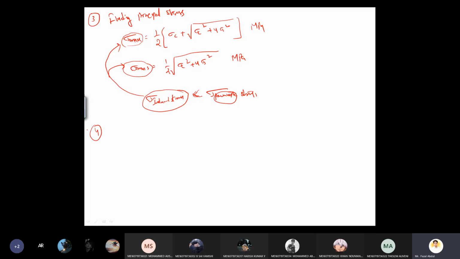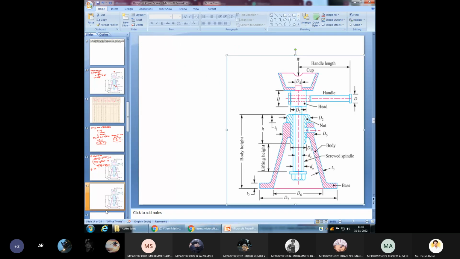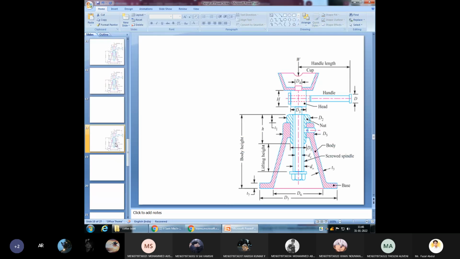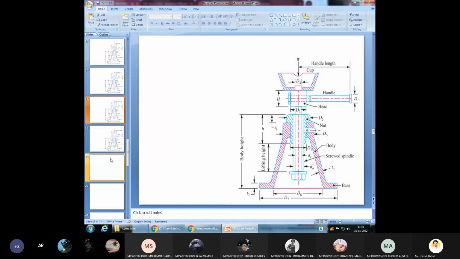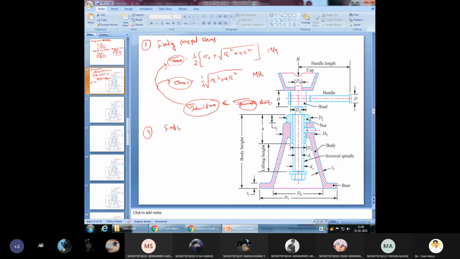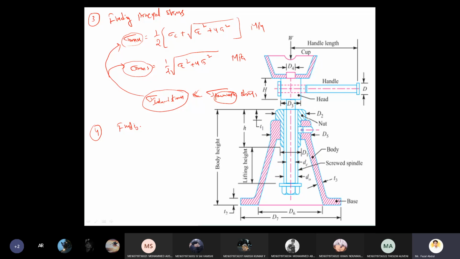Now in the design procedure, the fourth point. I'm telling the fourth point now: finding the height of the nut.